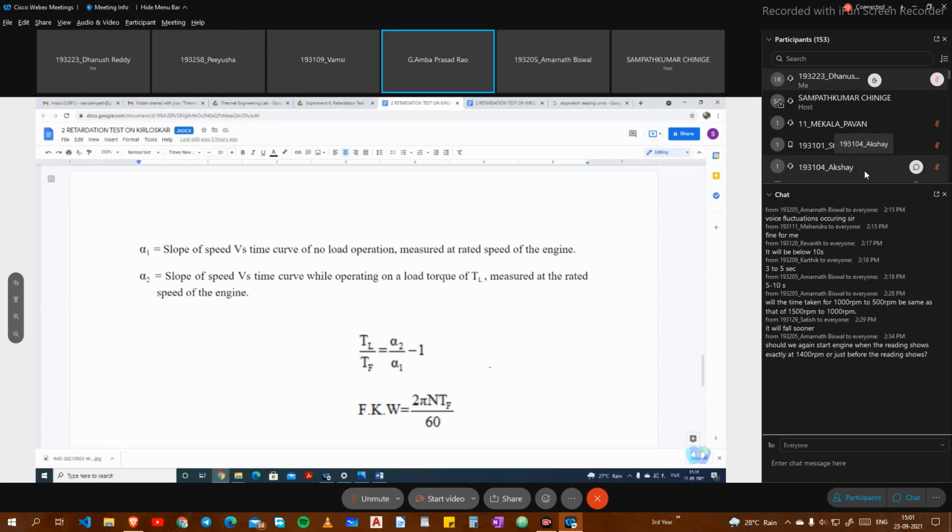So exactly, it is dn by dt, no? dn by dt is our alpha 1, angular acceleration. Yeah, alpha 1 and alpha 2.